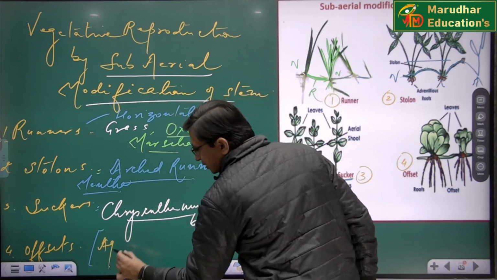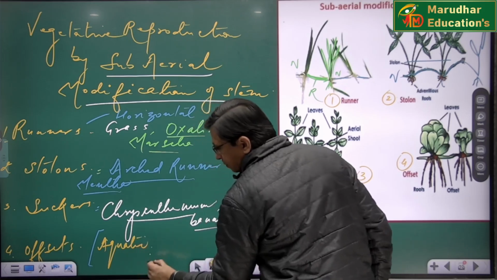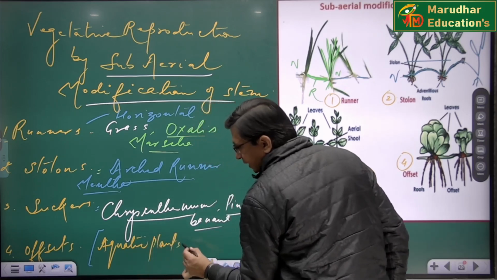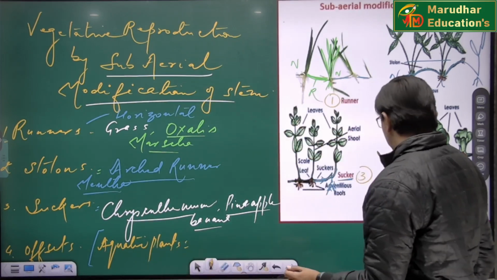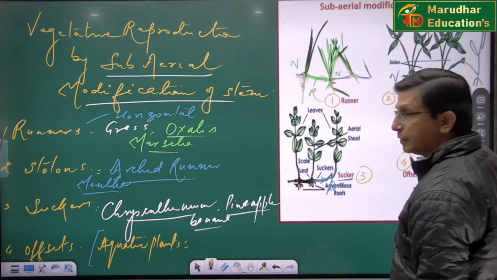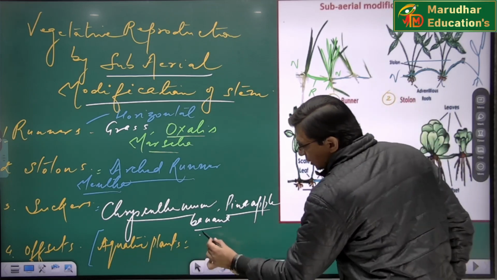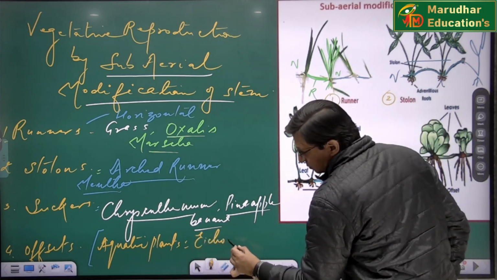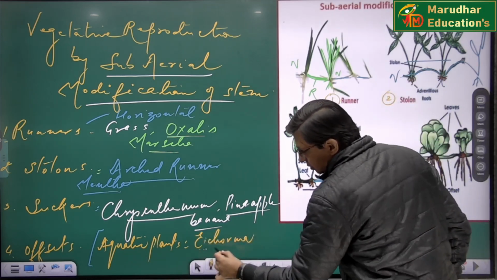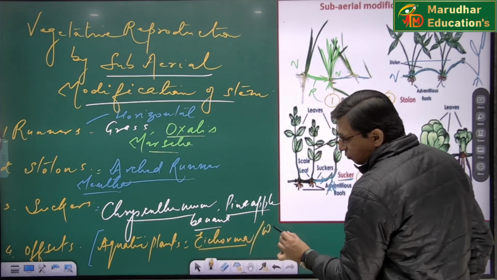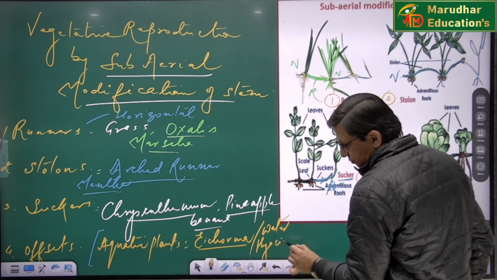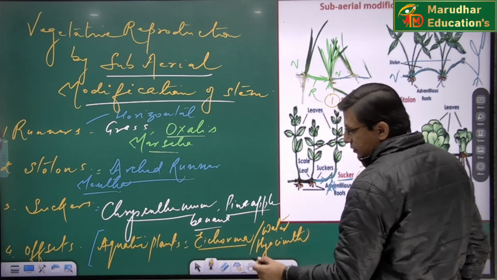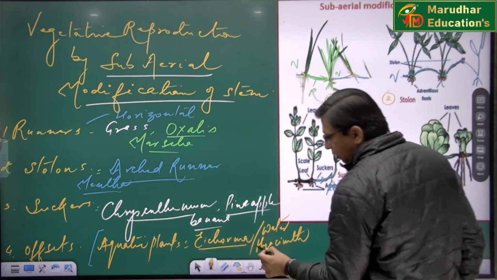Offsets are present in aquatic plants. And the most common aquatic plant that bears offset is Eichhornia, or the common name is water hyacinth. It is also known as terror of Bengal.